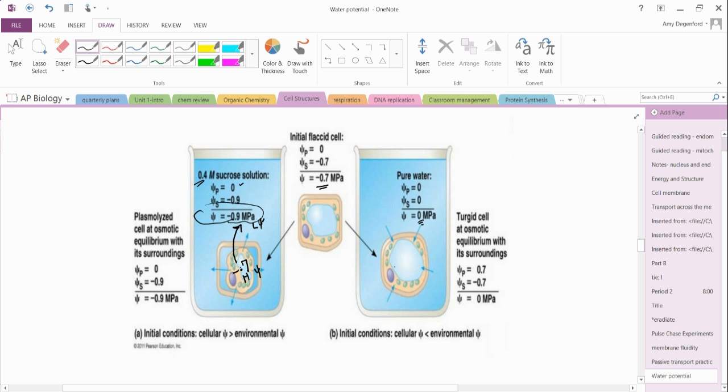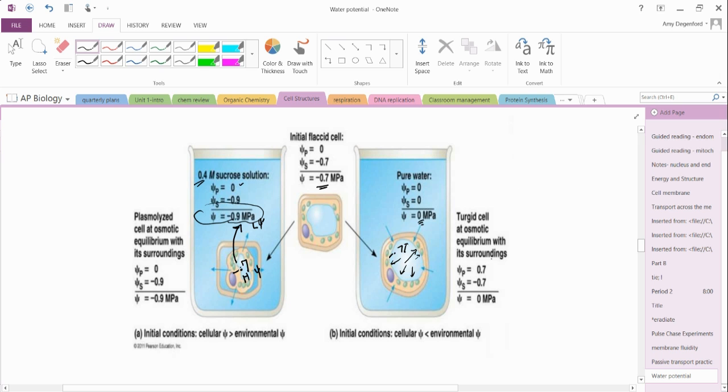Over here with pure water, that's going to be 0 megapascals. And then again, the cell is going to be initially negative 0.7. So notice that means we're going from 0 to negative 0.7 initially. And then what's going to happen is that eventually the water that's come in is going to push back. Think like a big water balloon that's gaining water.